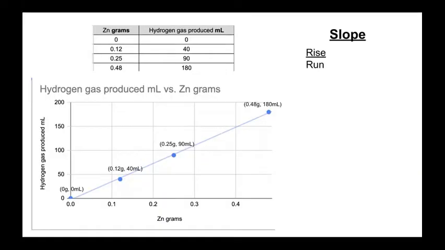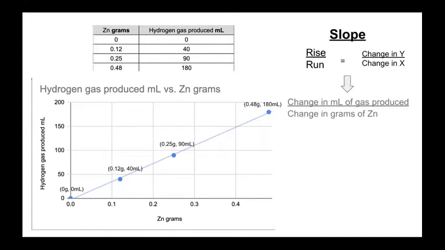So how do we calculate slope? Slope is rise over run. You're familiar with change in y over change in x. Again, y and x have meaning. So we're looking at the change in the milliliters of gas produced as you change the mass of the zinc, the grams of the zinc used.